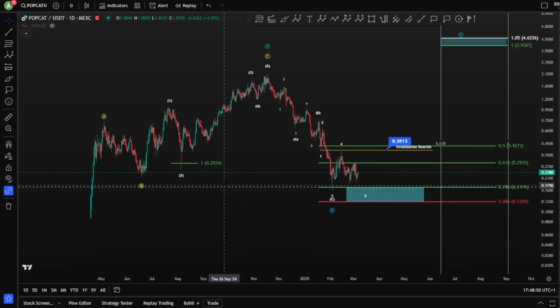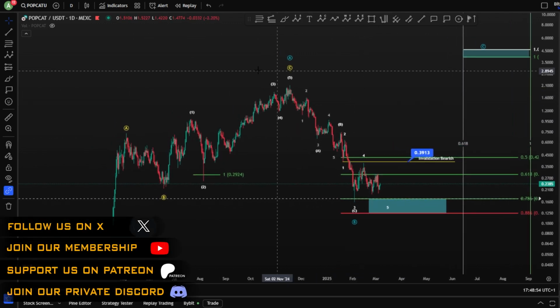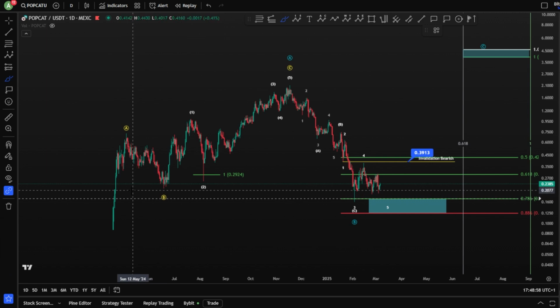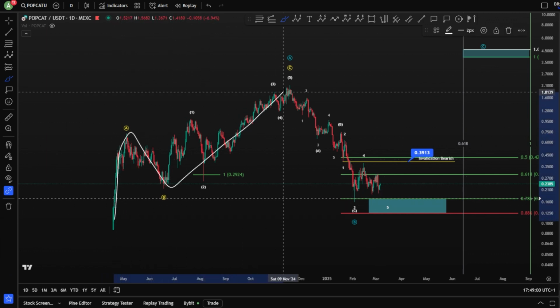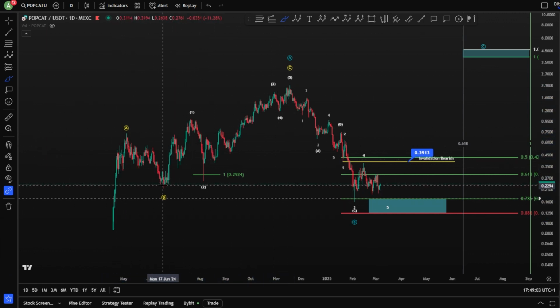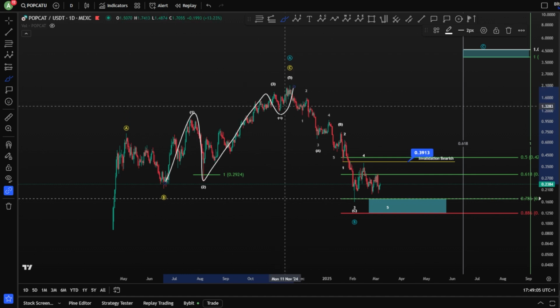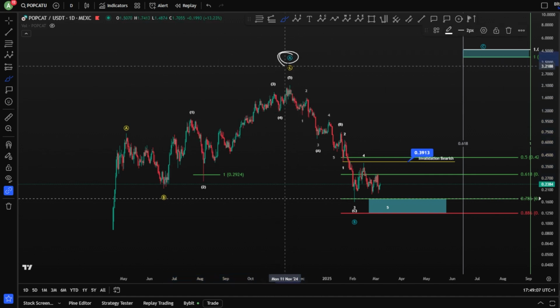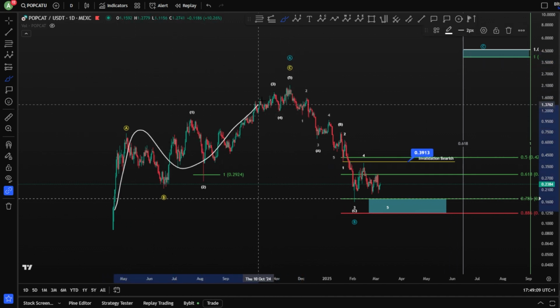Hello everyone, welcome to a new video for POPCAT price prediction based on Elliott wave analysis, starting on the daily chart for the overall bullish and bearish scenarios, where we have of course an A, a B and a C toward the upside. Three waves, finishing wave C, 1, 2, 3, 4, 5 was an impulse. With those three waves we have finished a wave A.